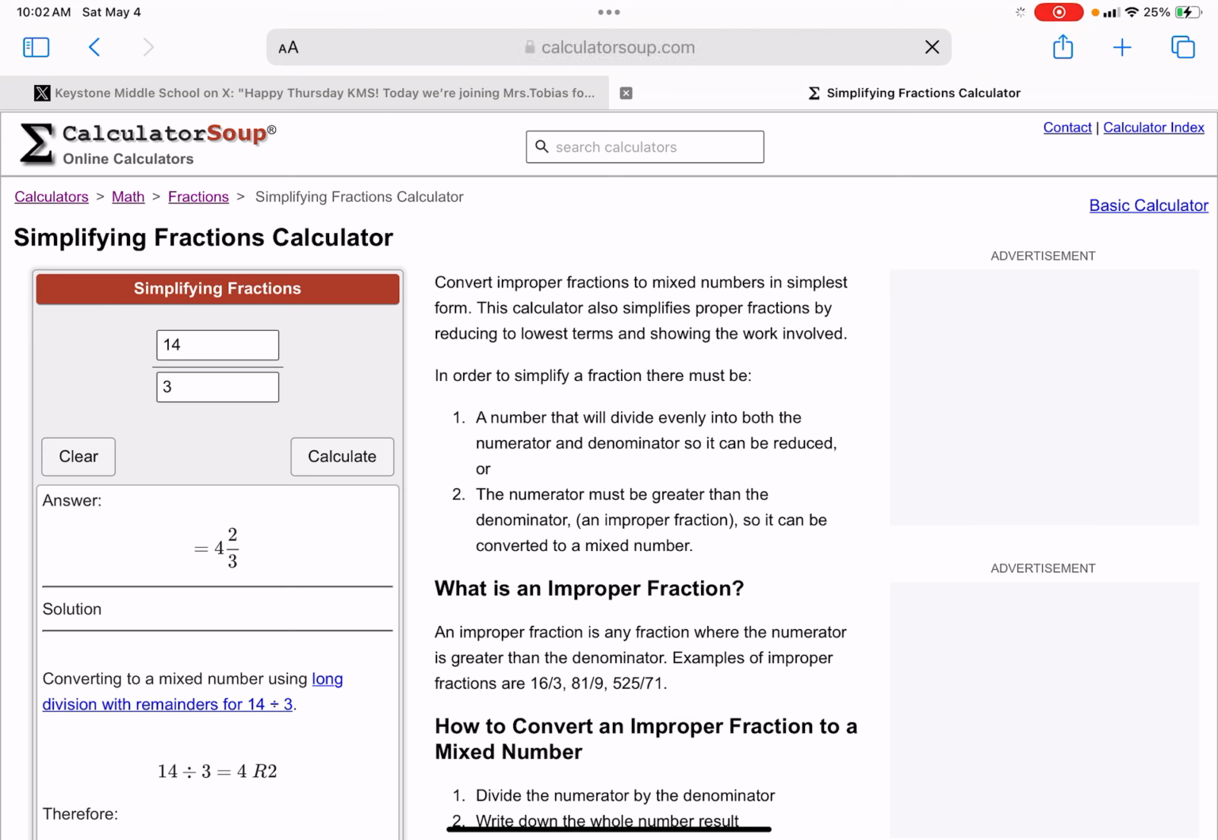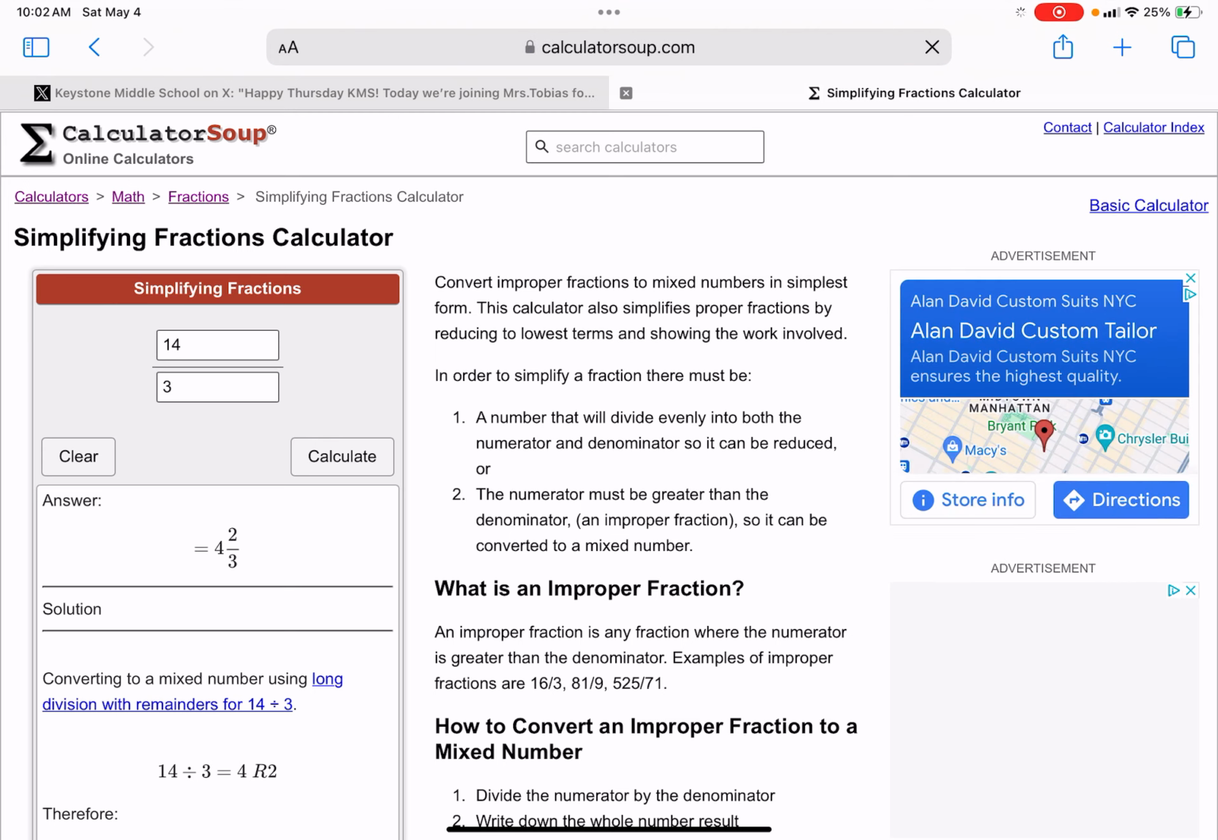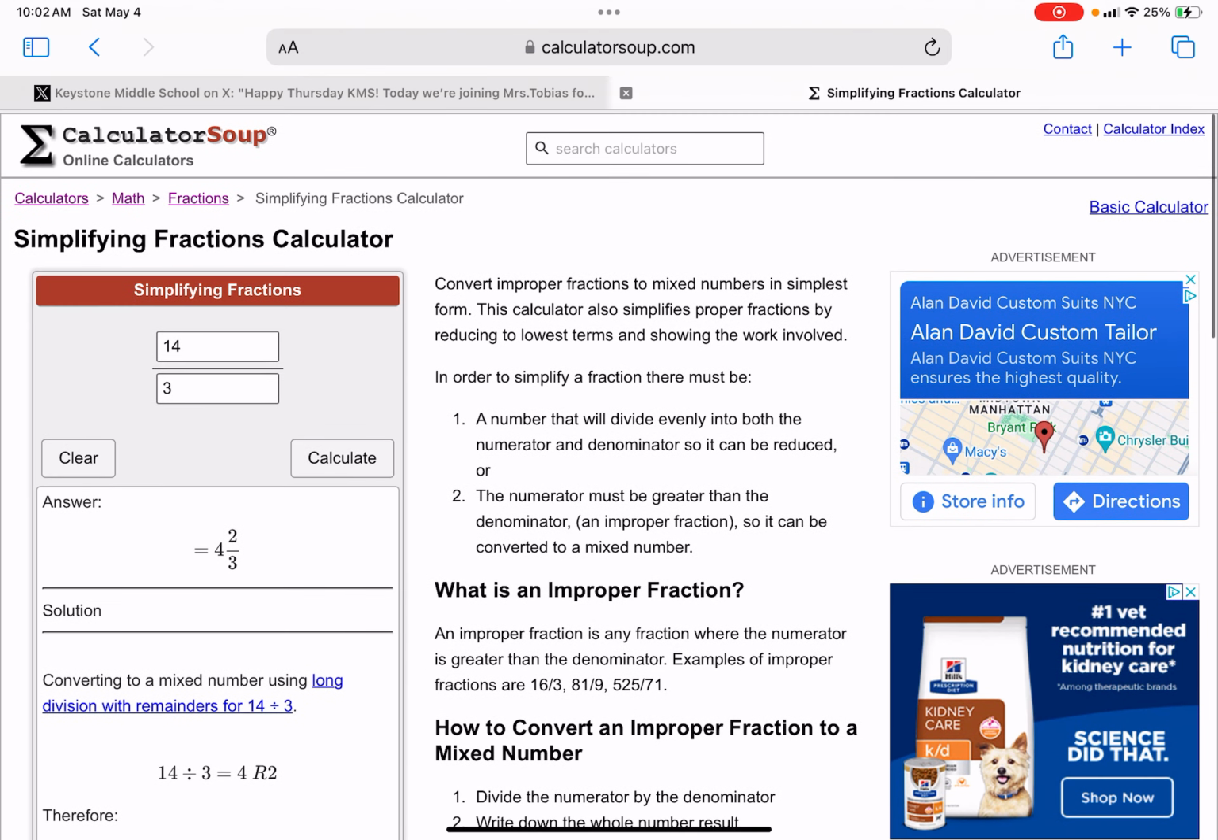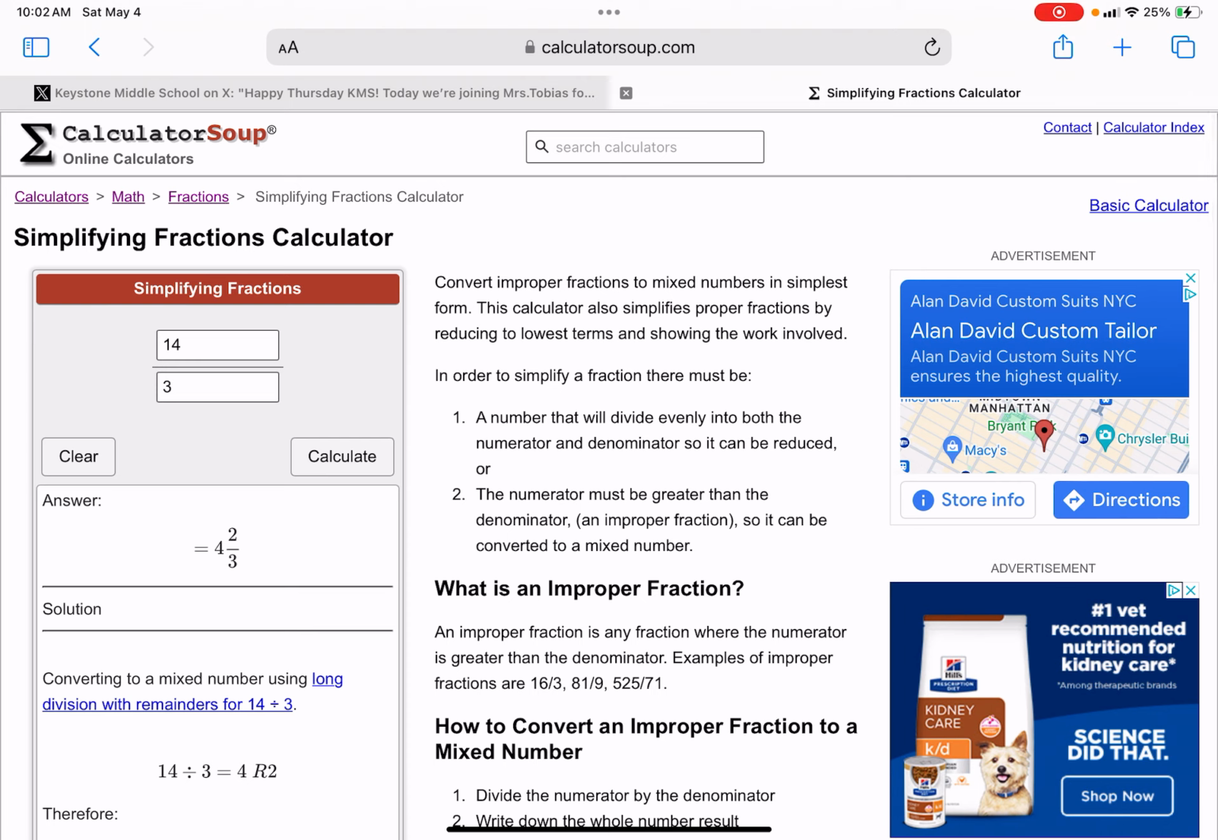To convert improper fractions to mixed numbers in simplest form, this calculator also simplifies proper fractions by reducing them to lower terms and showing the work involved. In order to simplify a fraction, there must be a number that will divide evenly into both the numerator and denominator so it can be reduced, or the numerator must be greater than the denominator so it can be converted to a mixed number.